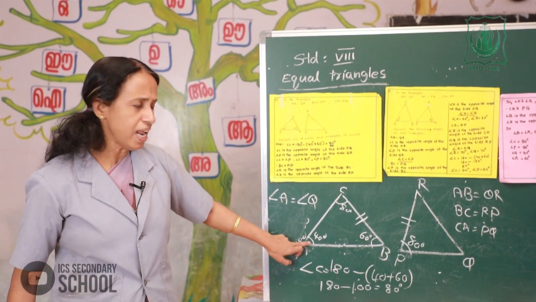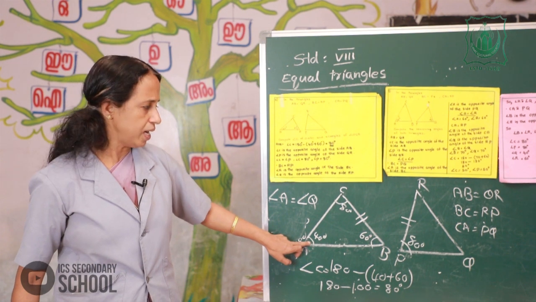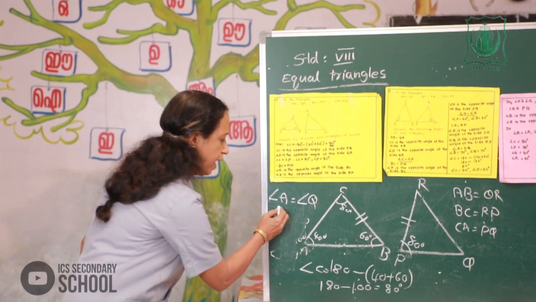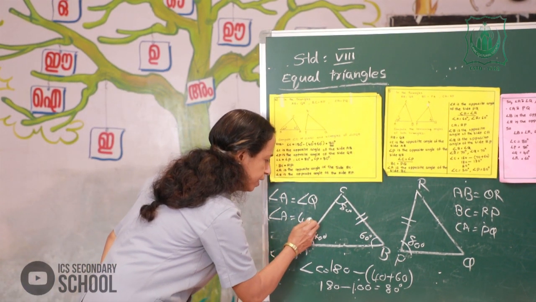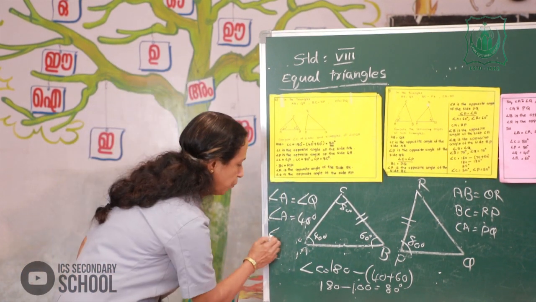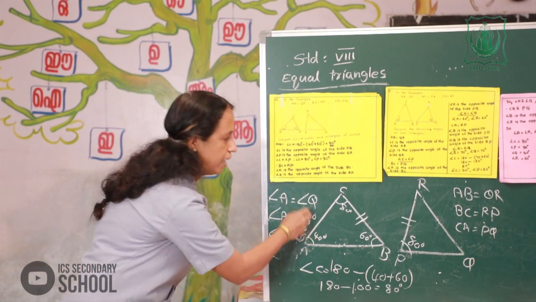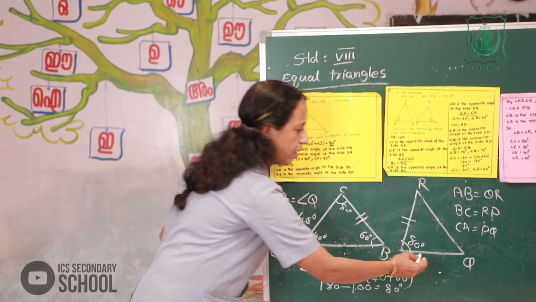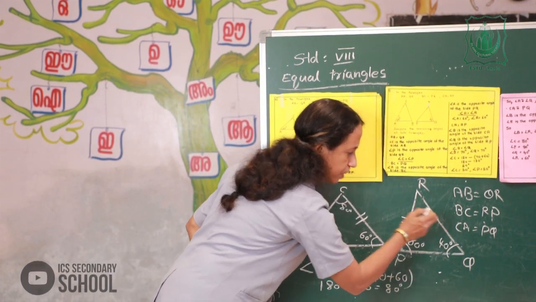Here, angle A equal to 40 degree. So angle Q equal to 40 degree.